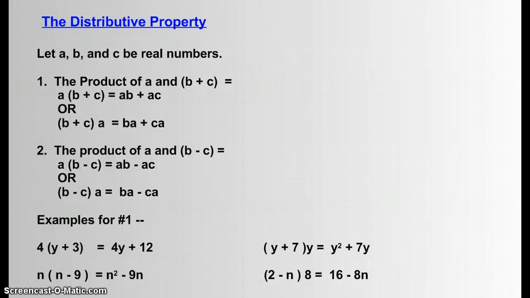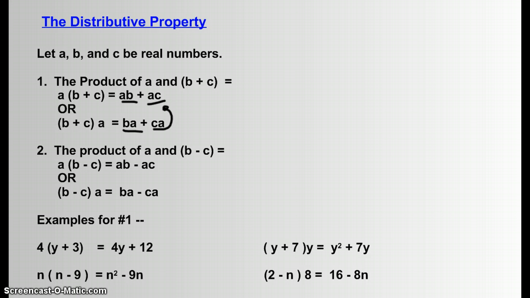Another case is if you have a quantity at the beginning, like B plus C, and multiply it by A, then B must be multiplied by everything outside the parentheses, so it becomes BA, and C must be multiplied by everything outside the parentheses, which is A, so that becomes CA. You end up with BA plus CA. That's exactly the same as what you had in the first problem, because order in multiplication doesn't matter.